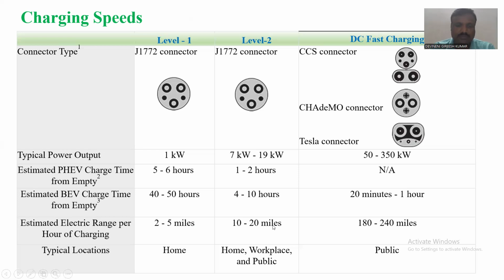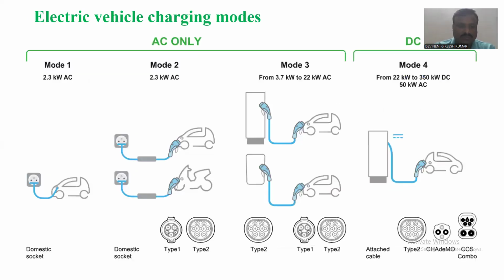Now the typical locations. These are the AC charging stations. The level 1 charger can be installed at domestic places, household places. Level 2 connectors will be at homes as well as workplaces and public places, like offices, schools or colleges. And DC fast charging is completely commercial, located at outstations and charging stations, particularly fuel stations.